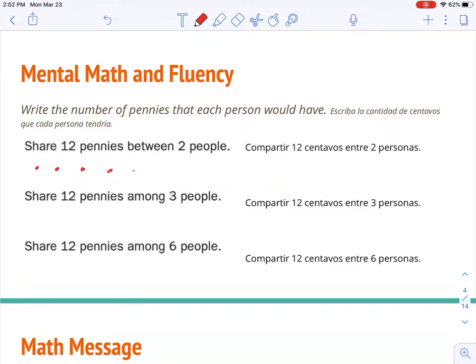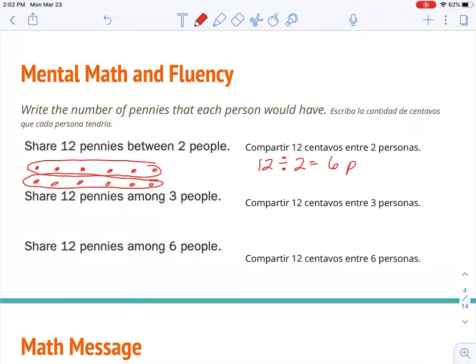Okay, so you can draw your 12 pennies, and I just did 2 rows of 6 to make it a little bit shorter. Sharing tells me I'm dividing, and I'm dividing into 2 groups. So that tells me my number model is 12 divided by 2. If I split this into 2 groups, I know that's 2 groups of 6, because 6 plus 6 is 12. So each person would get 6 pennies.